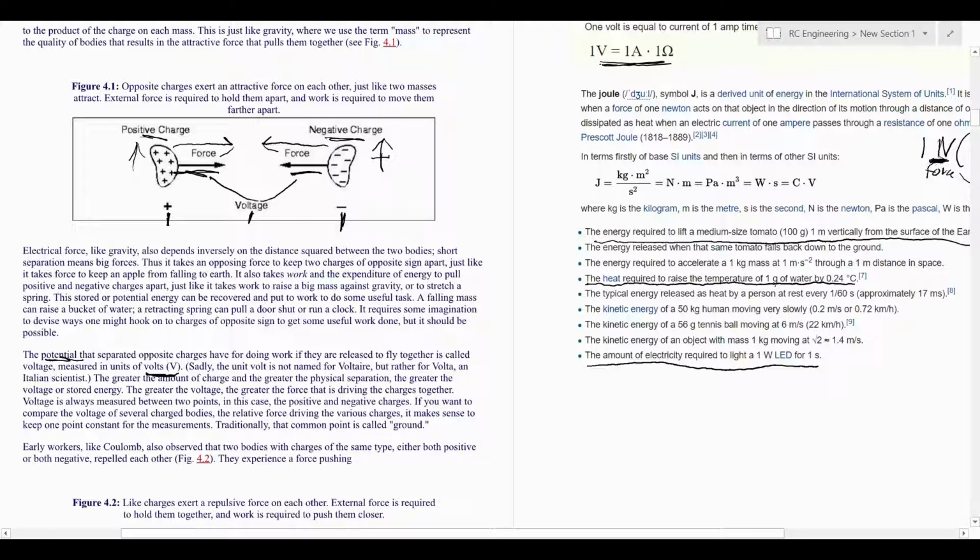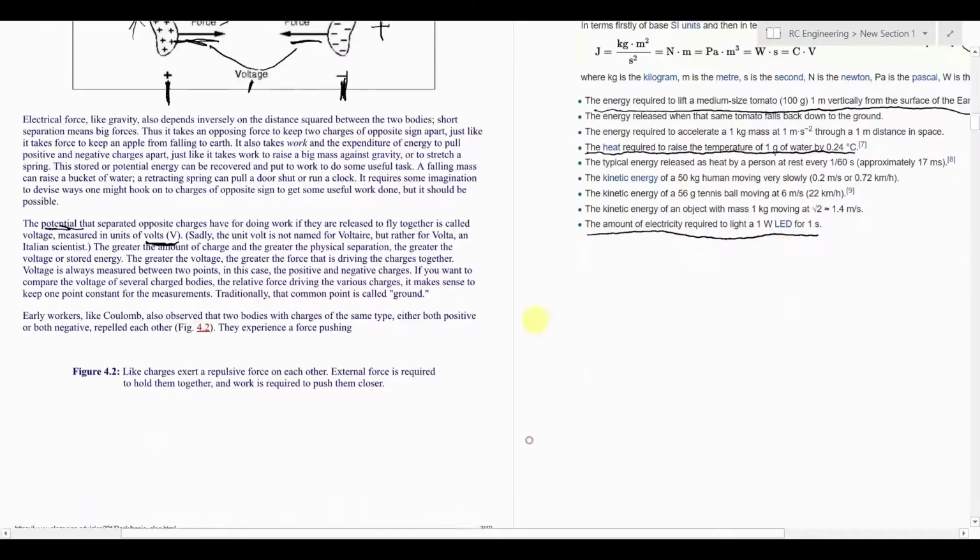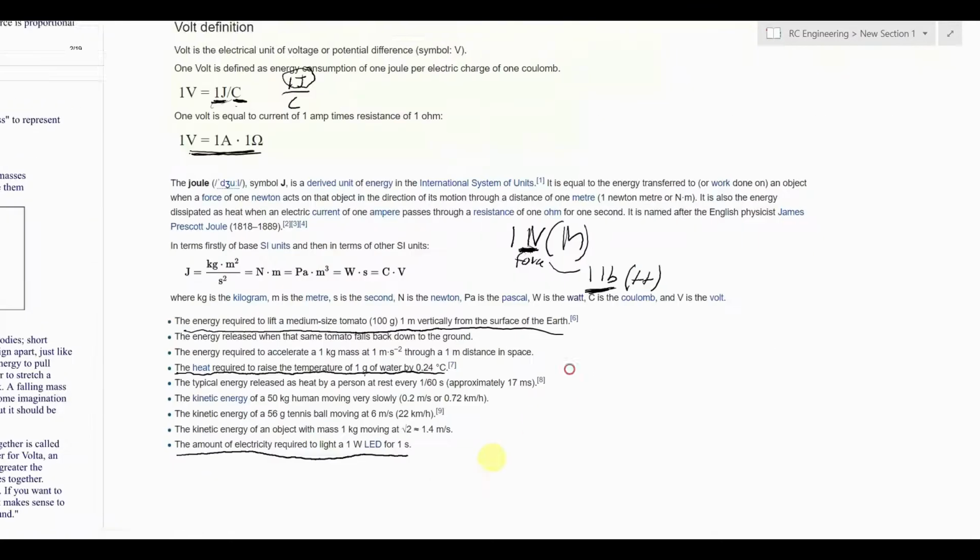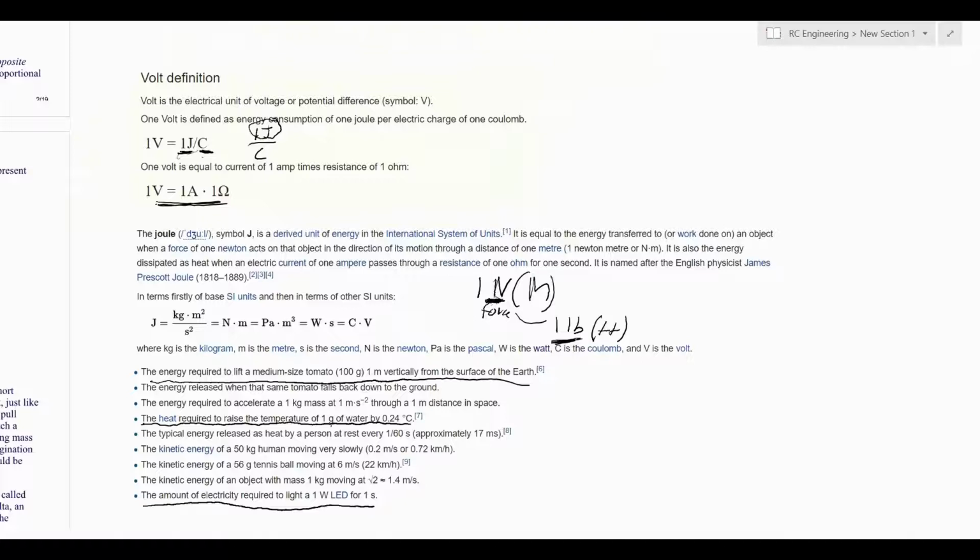So either the farther they are separated, or the bigger the charge of each, or both, the larger the voltage. And they always have to be measured between 2 points, a reference point. So for example, here at the positive side and here at the negative side. Same exact thing in a circuit.